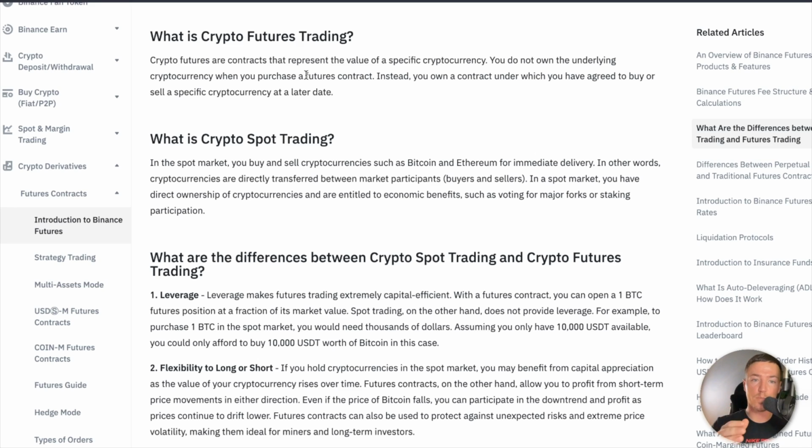It will be futures, but spot trading, for those who don't know, is where in the spot market you buy and sell currencies such as Bitcoin for immediate delivery. In other words, the cryptocurrencies are directly transferred between the market participants, the buyers and sellers. In a spot market you have direct ownership of the cryptocurrencies, so it's not a futures contract. You own the physical underlying asset.